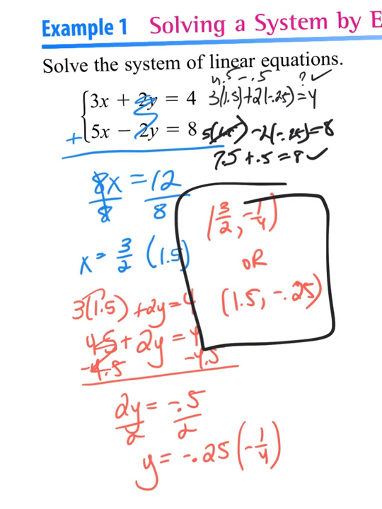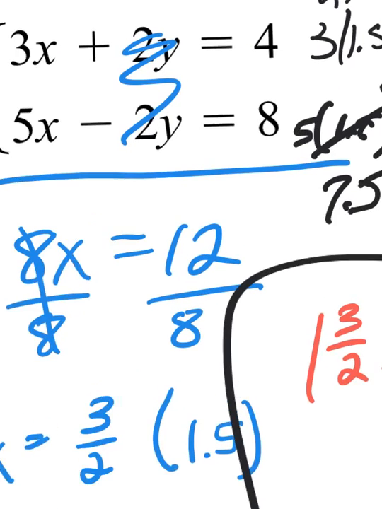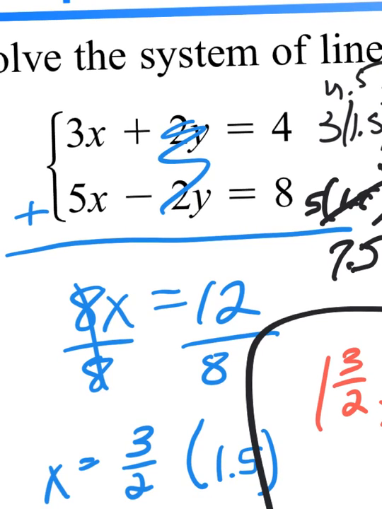Yes, ma'am? Where did you get 8x equals 12? Where did I get 8x equals 12? From this first step here. I added down my two equations, so 3 plus 5 is 8, and then the 2's cancel out.